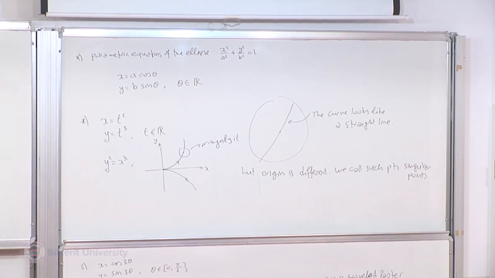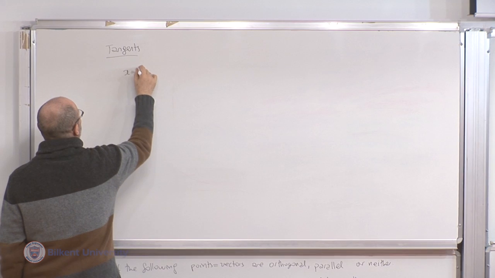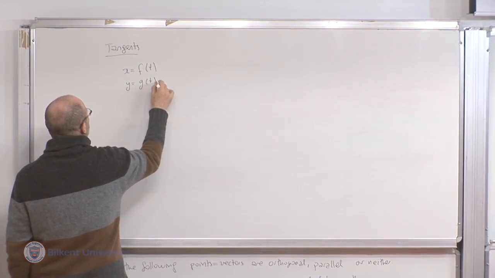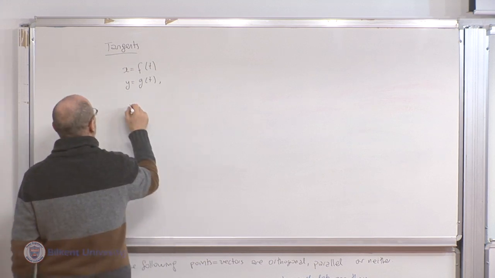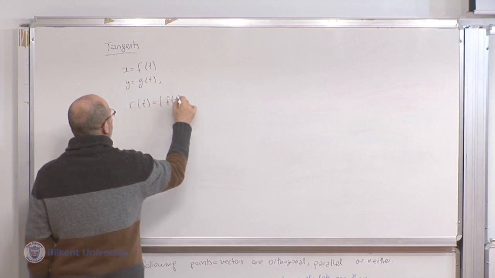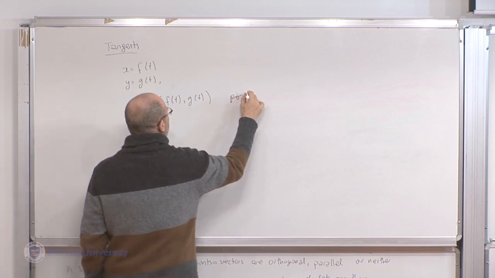Okay, now tangents. Suppose we have, as before, x equals f of t, y equals g of t. We sometimes write this as a position vector. Generally, position vectors are written like this: f of t, g of t. This is the position vector.